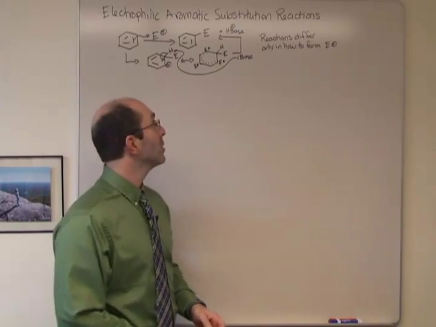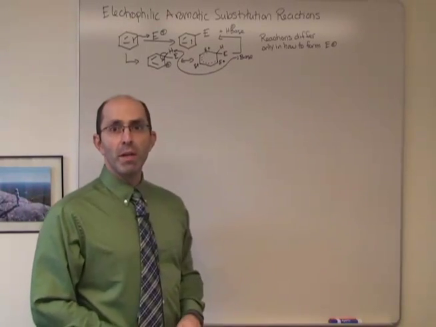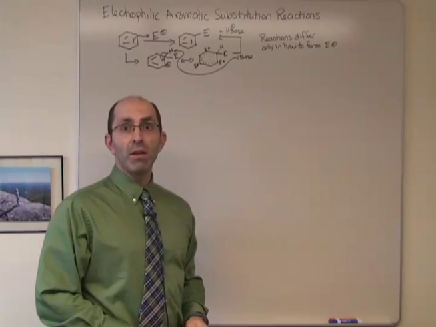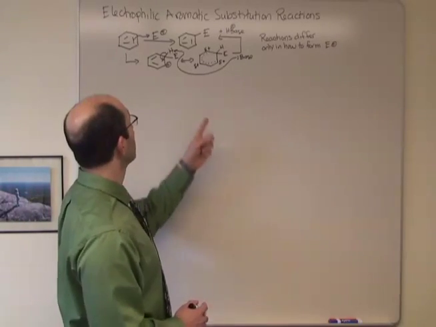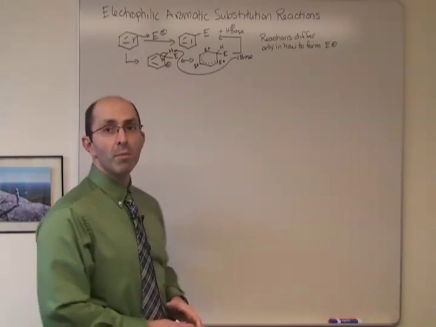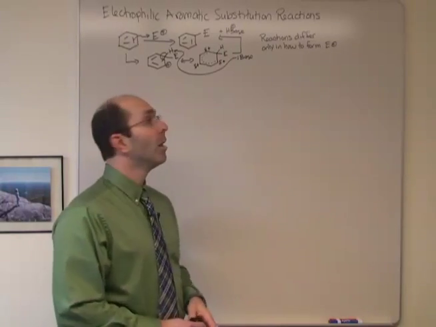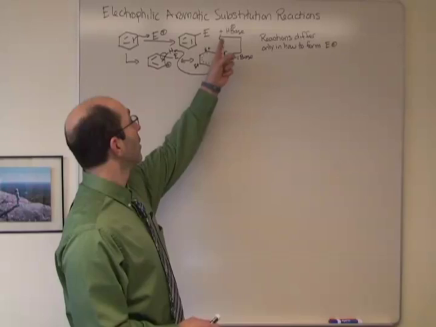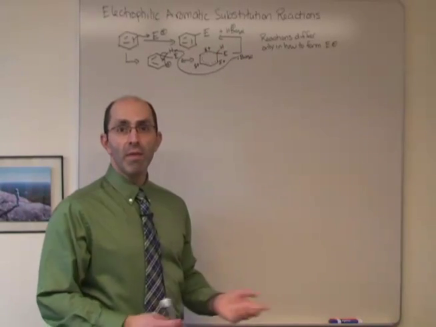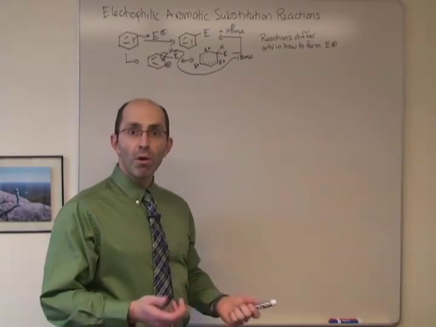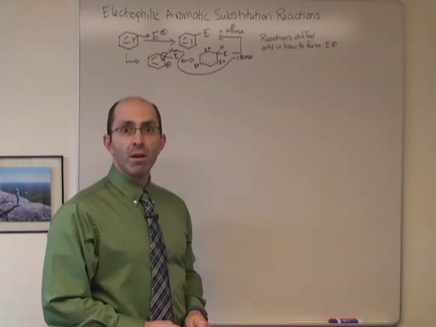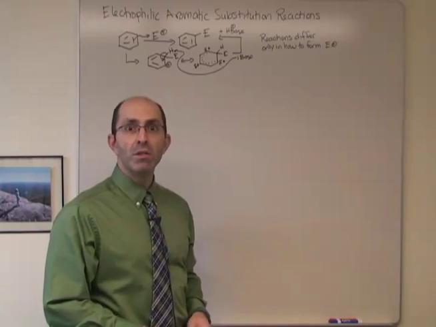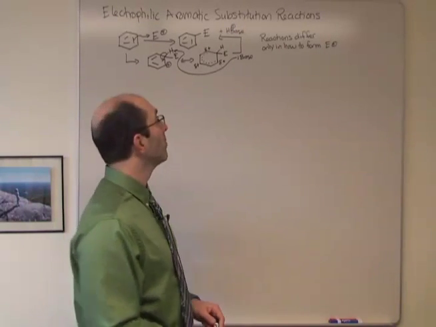over 3 different positions. And then some sort of base comes in, and the base can be essentially anything that has a lone pair to pull off the proton on the position where the reaction occurred, thus regenerating the benzene ring, right? And then you have a protonated base. And again, that can be something like water if you're running this in acid. It can be Cl minus, anything that has a lone pair.